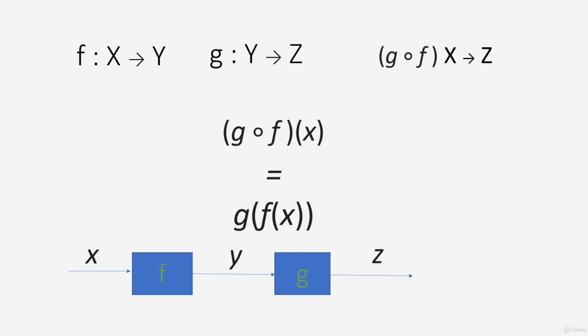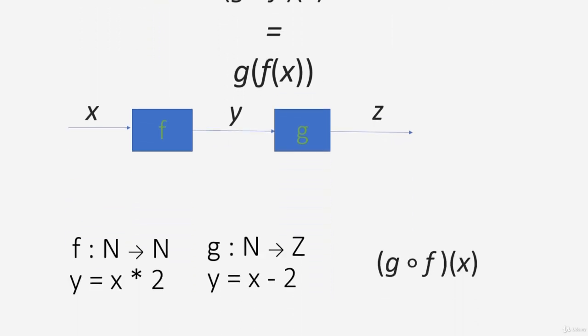There can be a problem. g must accept everything that f returns. So in this case it works because f returns some element from set y and g takes some element from set y. But you need to keep this in mind. So let's take a look at some examples.